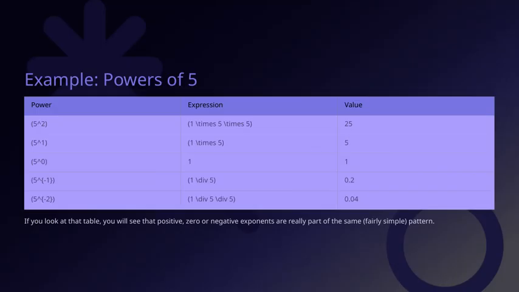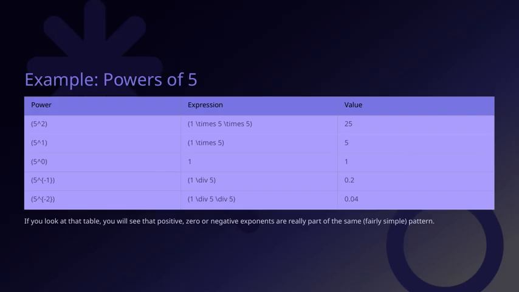Let's take a closer look at this table of powers of 5. As you can see, on the left, we have different exponents, and in the middle, the expression that represents each power. On the right, the resulting value. Now, what's interesting here is that whether the exponent is positive, 0, or negative, they all follow a pretty straightforward pattern. For example, when the exponent is 2, we have 5 raised to the power of 2, which is the same as 1 times 5 times 5, giving us 25.